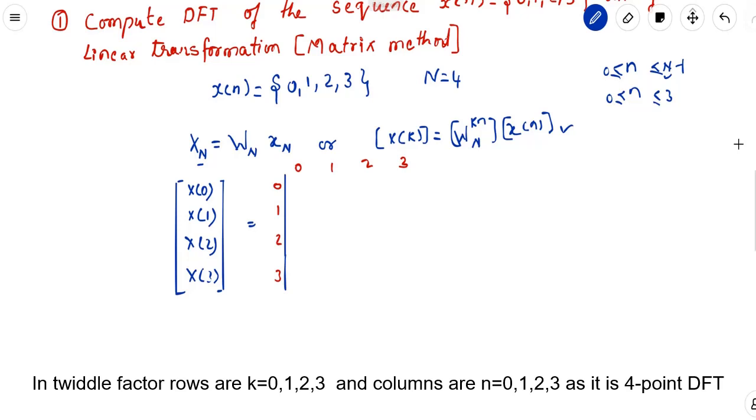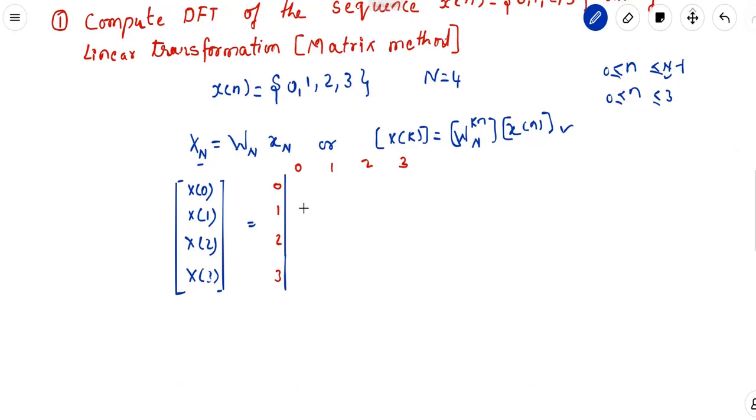The twiddle factor matrix here is 4 cross 4. I have written 0, 1, 2, 3 on this side also, because we know the range of small n is 0 to 3. So how do I write this twiddle factor? It is omega, or W, of N, and I know the value of N is 4, so instead of N I write 4. So 0 into 0 becomes 0.